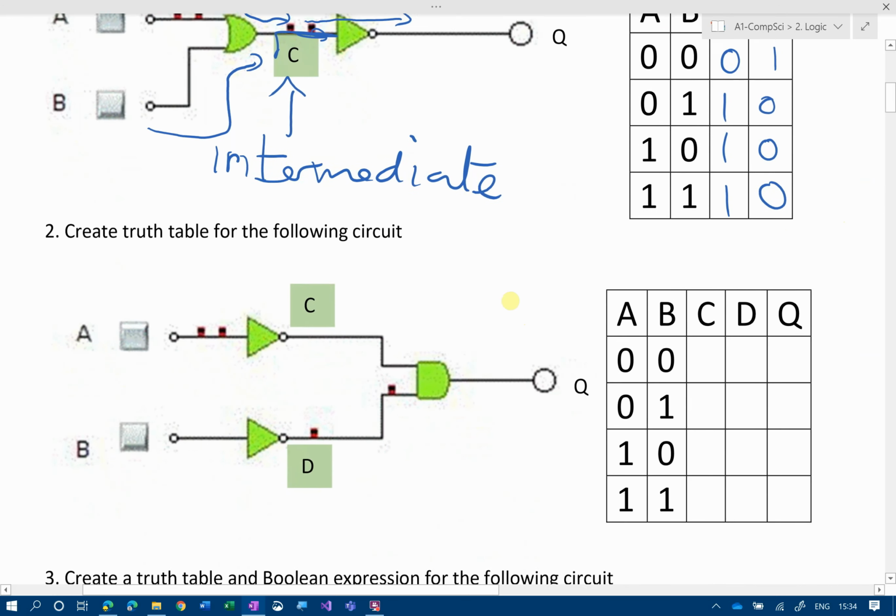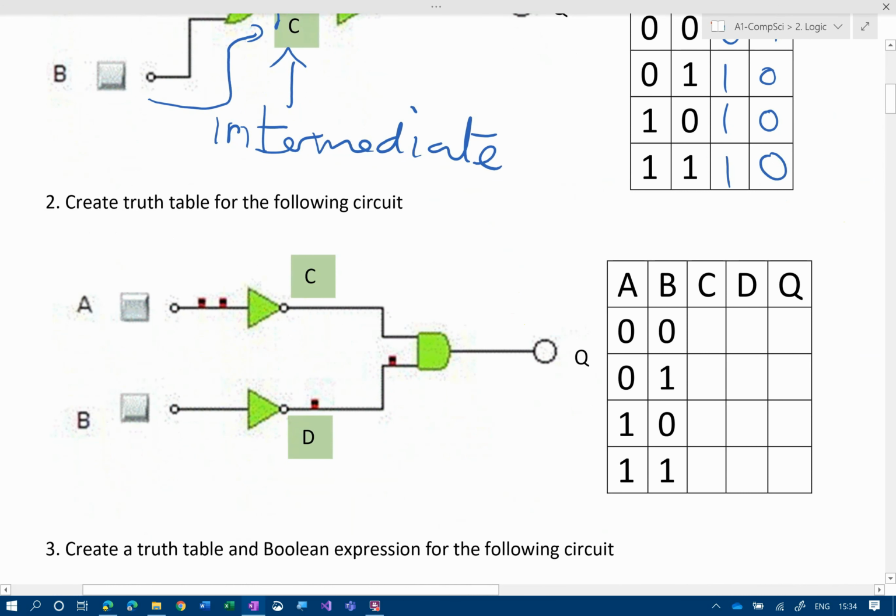Now let's do the second one. Same sort of thing again. We have two intermediates this time, C and D. So what happens at C? Well, A flows through a NOT gate, so we're going to inverse A. So it becomes 1, 1, 0, 0. I'm just looking at A, this column here, and inverting it to become C. Now I look at B. It flows through the NOT gate again to become D. So D is the inverse, or NOT, of B. I'm going to invert that, so it becomes 1, 0, 1, 0.